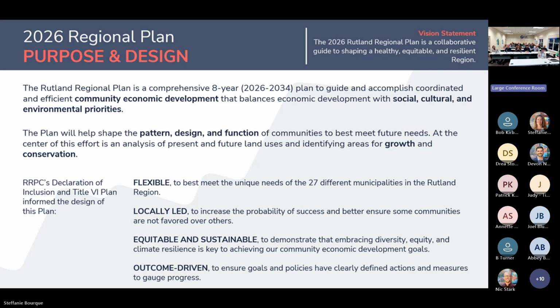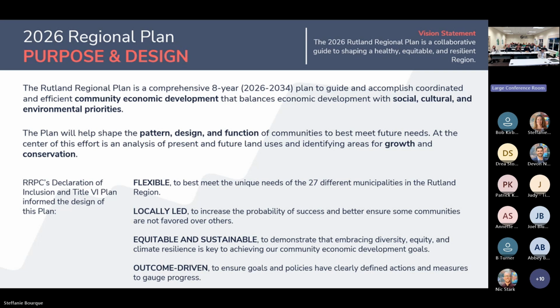And I feel it's important to note that the plan's design was informed by the RPC's Declaration of Inclusion and Title VI plan, so that the plan is intended to be flexible in order to best meet the unique needs of the 27 different municipalities in the Rutland region. For those of you who don't know, the Rutland region is defined as all of Rutland County with the exception of Pittsfield. The plan is intended to be locally led in order to increase the probability of success and better ensure that some communities are not favored over others.